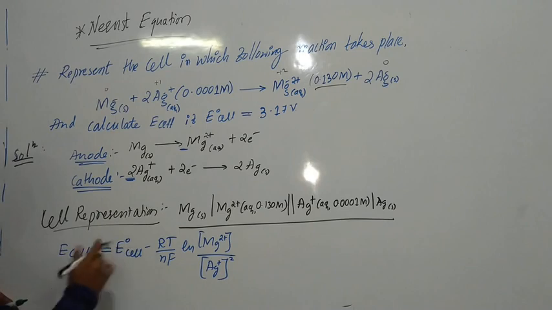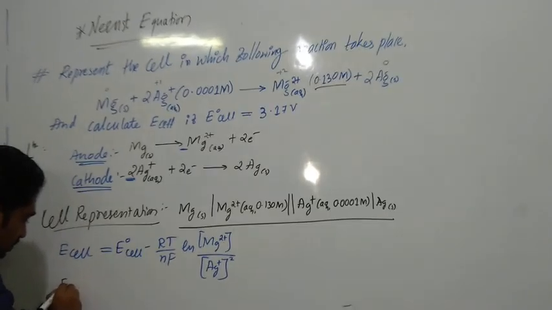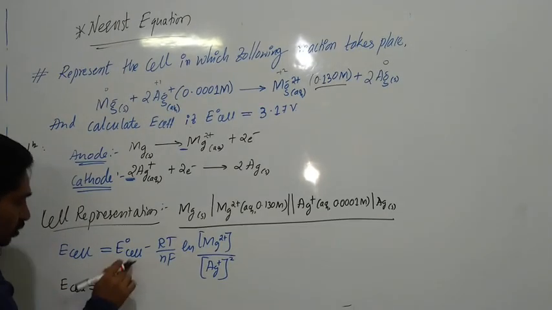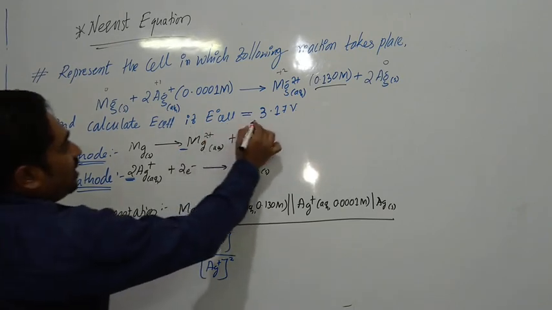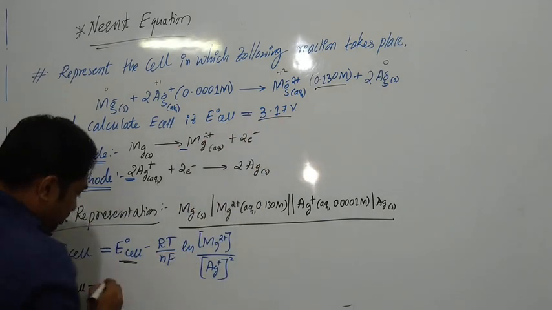So now we will put the values. E cell is equal to, what is the value of E naught cell? They have given E naught cell as 3.17 volt.